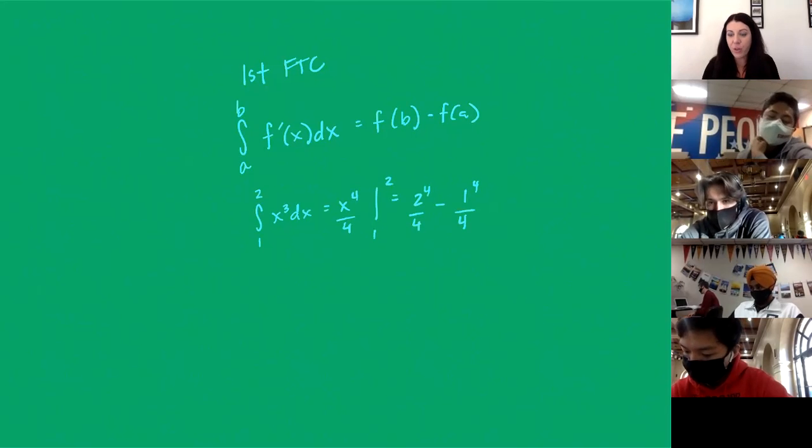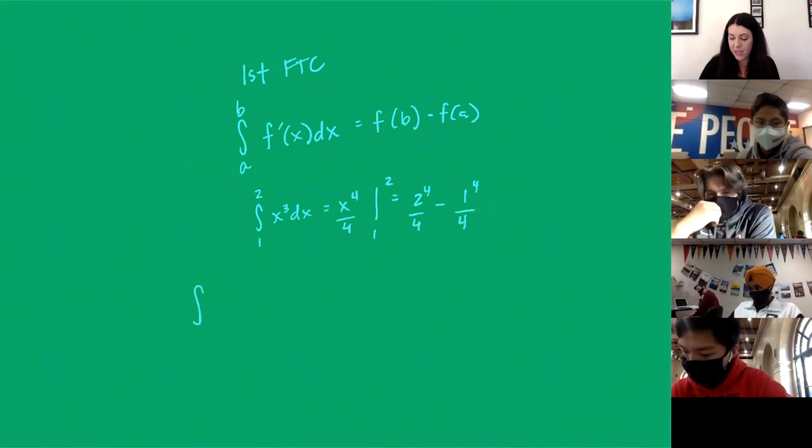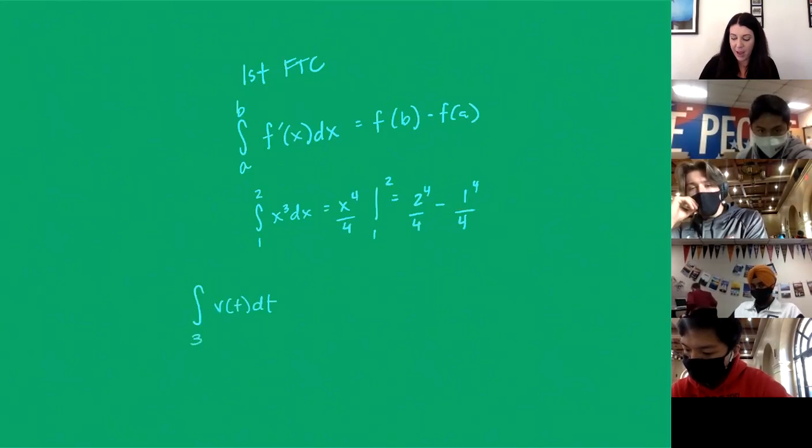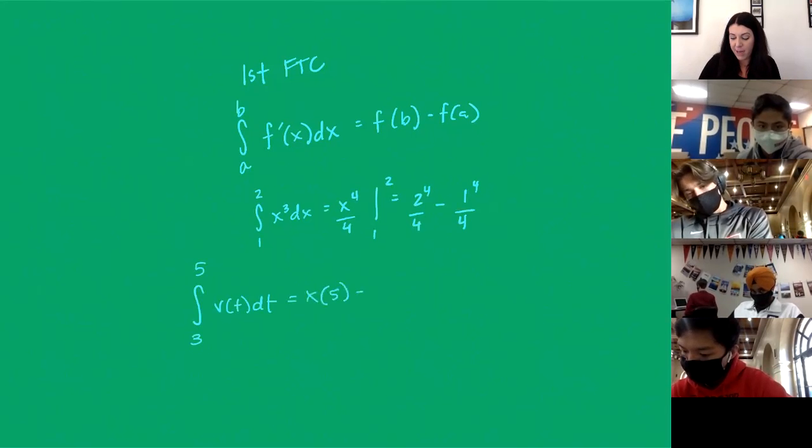That's all first FTC is, right? And they can write that in different ways. Like sometimes we've seen first FTC when it's like v of t dt from 3 to 5 or something. And then the antiderivative of v of t is x of t. So you get like x of 5 minus x of 3. This is all first FTC.